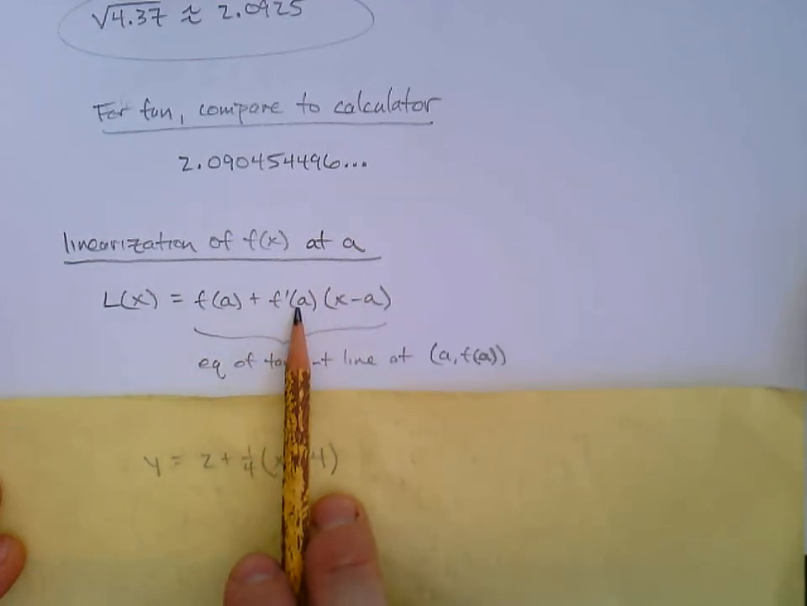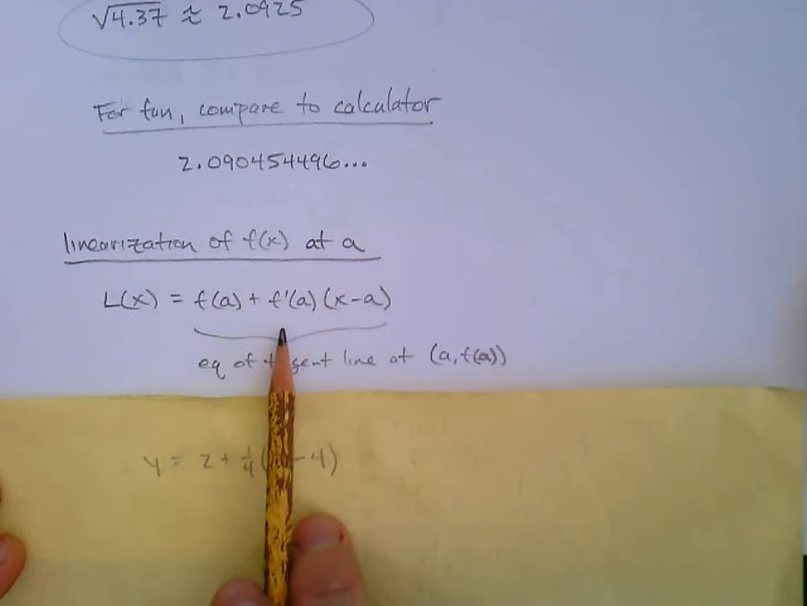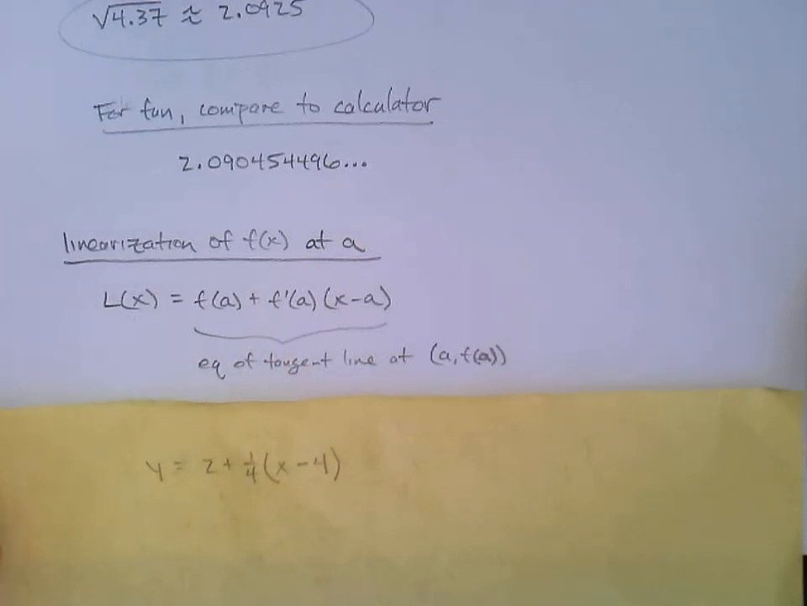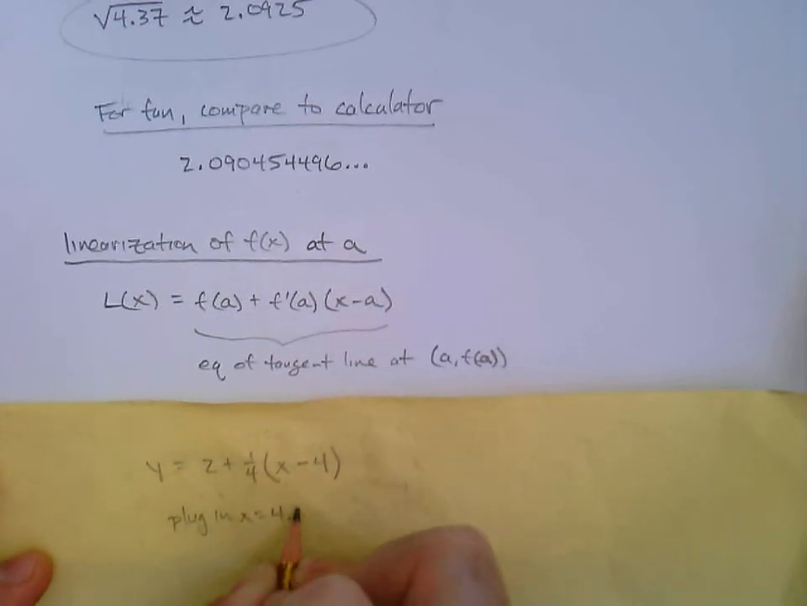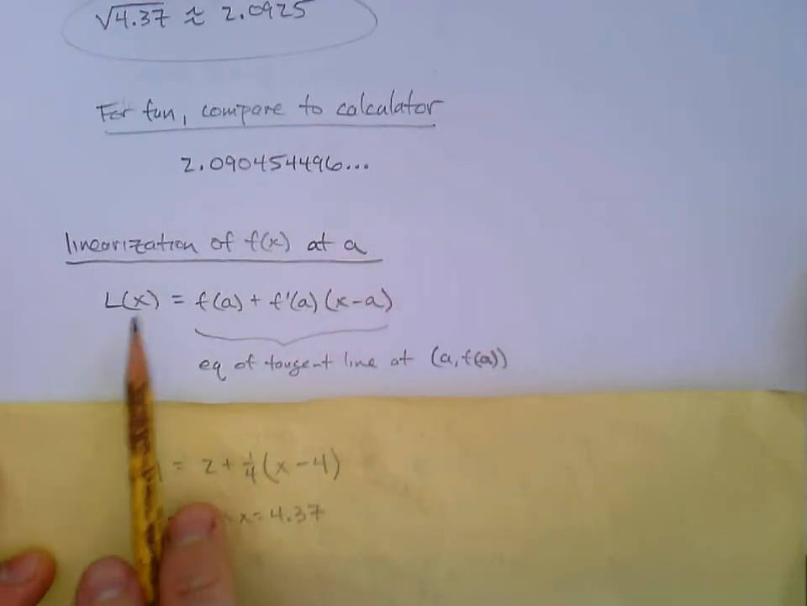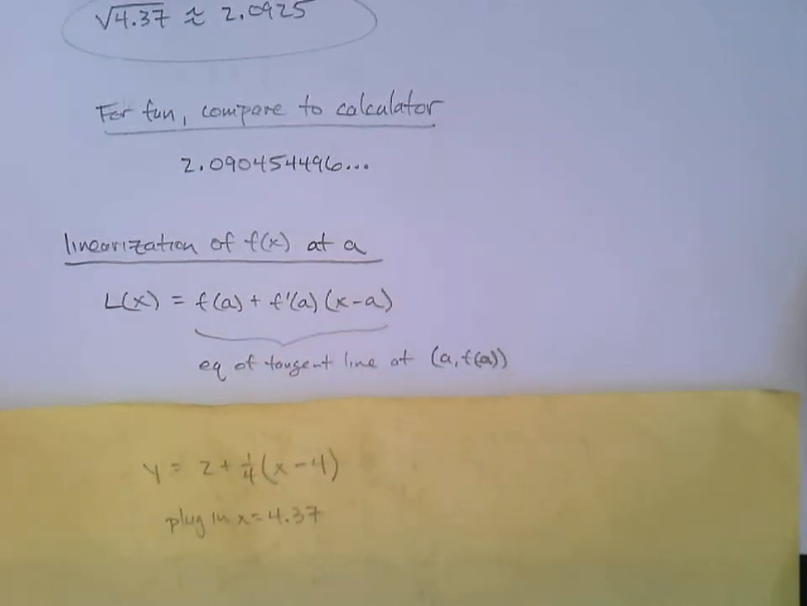And then f prime of a was the slope of the tangent line. That's actually f prime of a, the slope at 4. And then all we had to do was plug in 4.37. So L of 4.37, we'd plug it in there, we'd compute, we got it. Okay, I'm going to spend a bit more time connecting these in a moment.